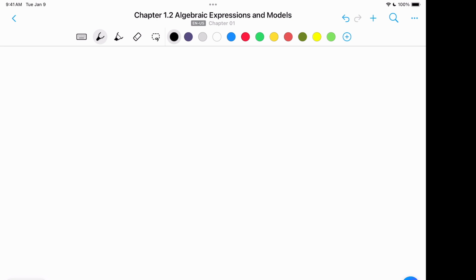First of all, we're going to talk about algebraic expressions and models. This is chapter 1.2. If you're following along, if you think you missed something, we'll keep them numbered so you'll know if you missed a step or an episode, and kind of keep it in order so you can follow along. The first thing we're going to talk about is evaluating powers, and we have to learn something called order of operations.